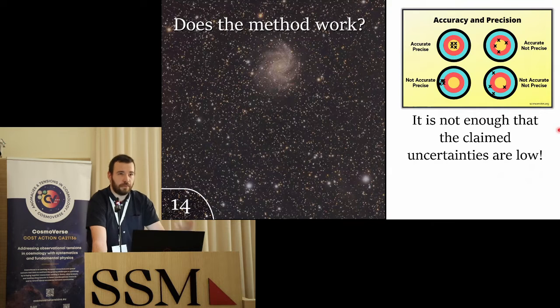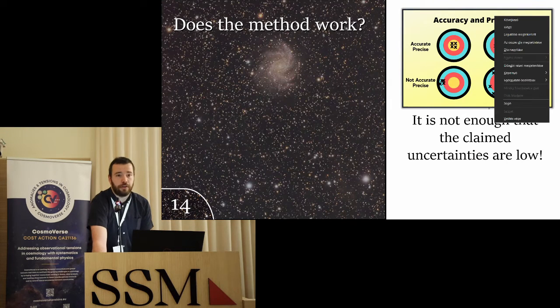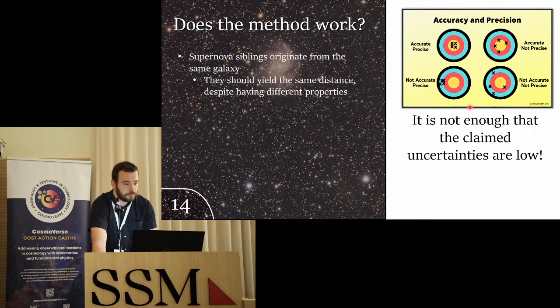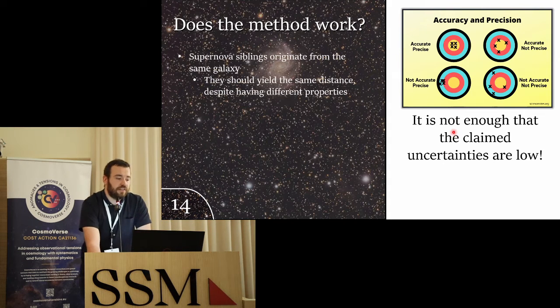Would you still get the same parameters in the end? Or would you just be completely off the grid after you made some changes? Because if this happens, then we will have to adjust the parameter precisions that we claim at the end. And one very easy way to test this is through supernova siblings.